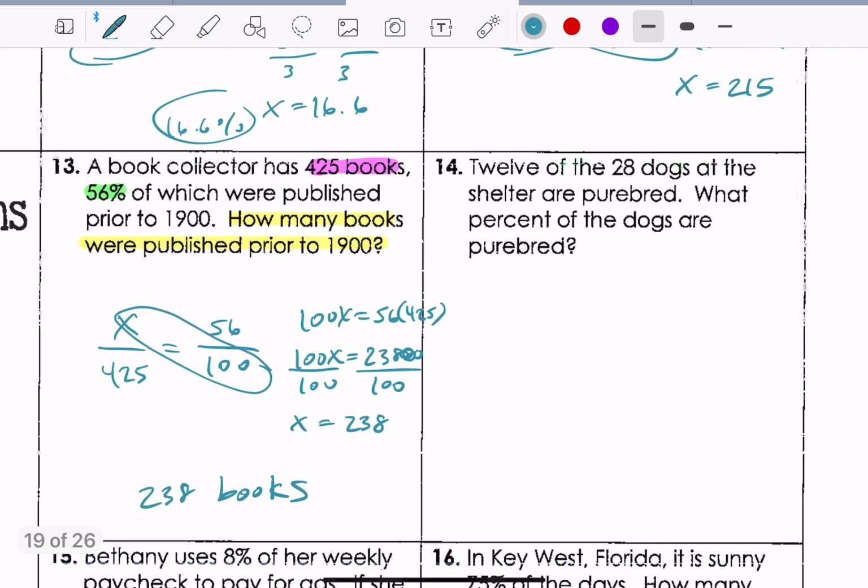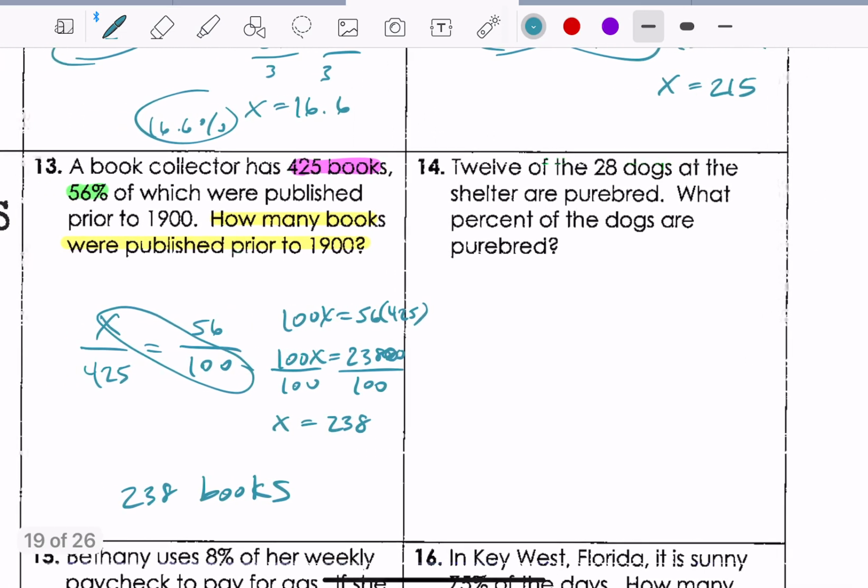So let's look at our next one. 12 of the 28 dogs at the shelter are purebred. What percent of the dogs are purebred? So it's the percent that we don't know. That's what we're missing. So when we go to set this up, we know that that's what's missing. But where's the part, where's the whole? Well, it says 12 of the 28 dogs. So hopefully, if you look at that, 12 is the part and 28 is the total of the dogs.